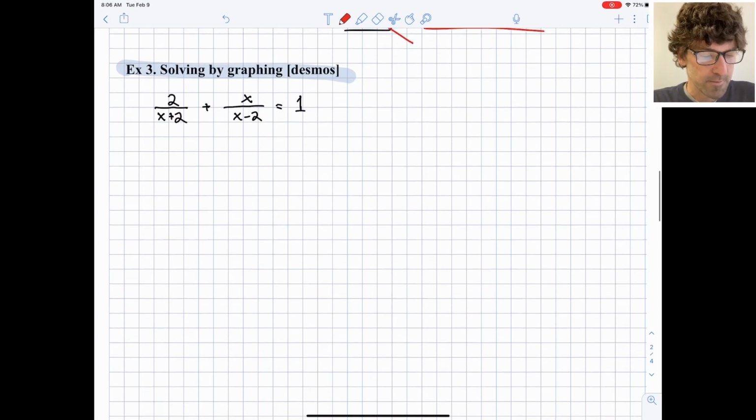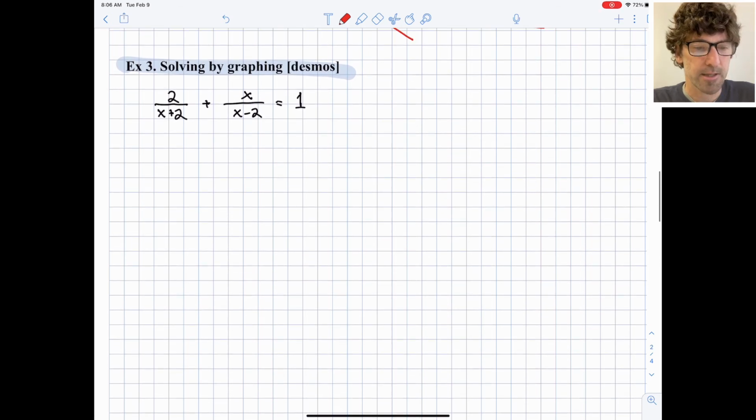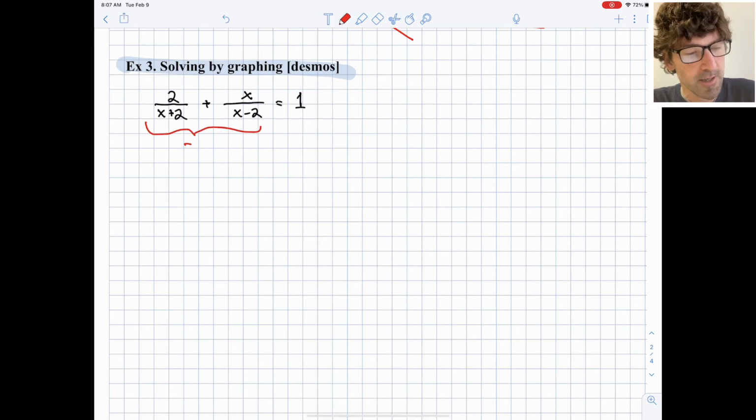I'm going to show you one more strategy here, and just a little tech tip, solving by graphing using Desmos. So this equation here, we have 2 over x plus 2 plus x over x minus 2 is equal to 1. And so just a quick reminder of how to use a graphing calculator, and it doesn't have to be Desmos, it could be any graphing calculator. Let's set the left side equal to y. Let's set the right side equal to y. Let's look for an intersection.